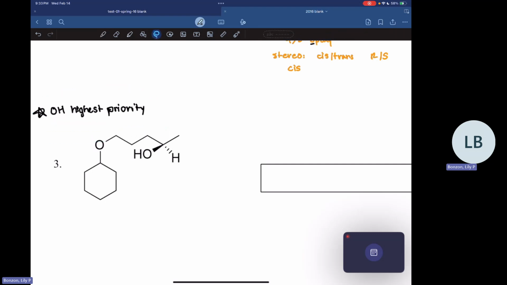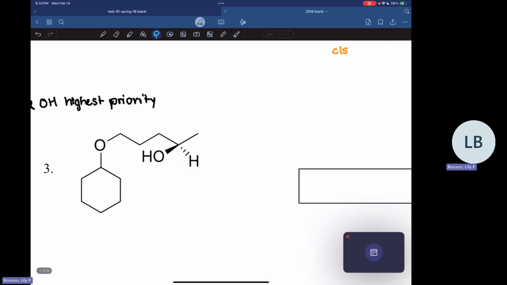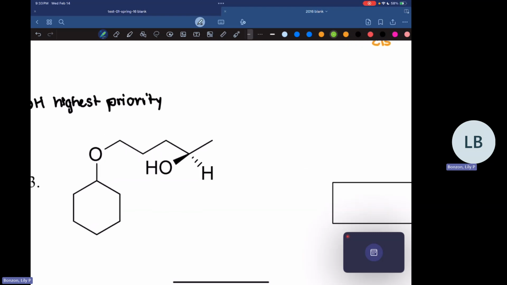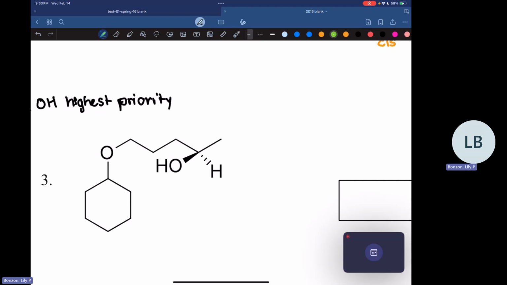So when we look at this structure, we see that we have an ether over on the left and we have this alcohol over here on the right. So we're going to want to put the alcohol on the parent chain because that's going to give us our parent functional group. And we also want to give that parent functional group the lowest number possible.